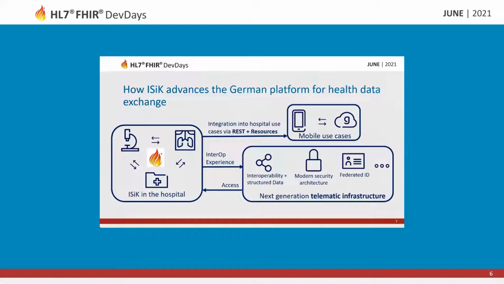And IsiK has even more potential to advance e-health in Germany, at least. Because the main goal for gematik is actually to provide a secure and interoperable platform for health data exchange to the German healthcare sector, and we call it the telematic infrastructure. IsiK advances the modernization and evolution of the telematic infrastructure with its hands-on interop know-how. And in return, IsiK benefits from access to the services of the telematic infrastructure, like maybe federated ID or inter-hospital data exchange.